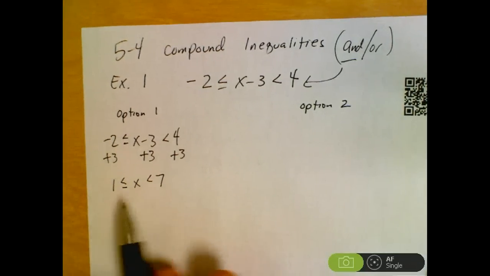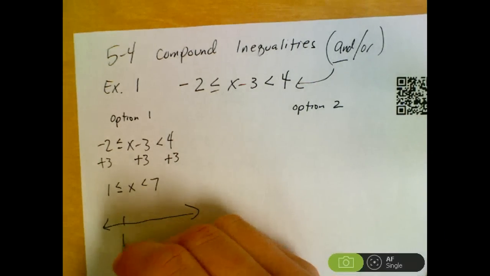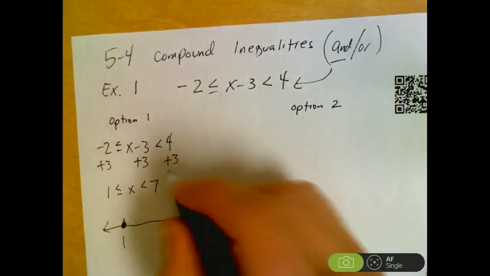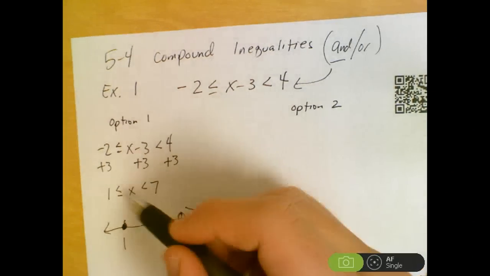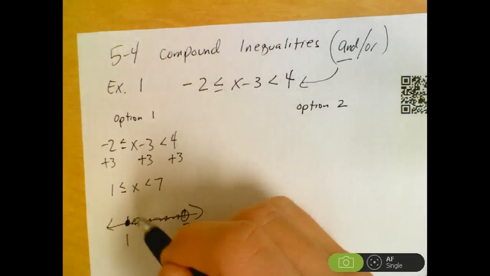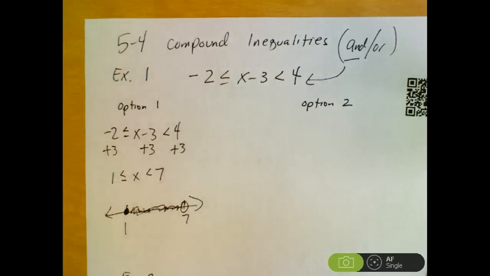That's the answer, but now we have to graph. So here's 1, here's 7. It's an equal to, so it's a closed circle at 1, open circle at 7. X is bigger than 1, but x is less than 7, so it's everything in between there. That's one way to do this problem.